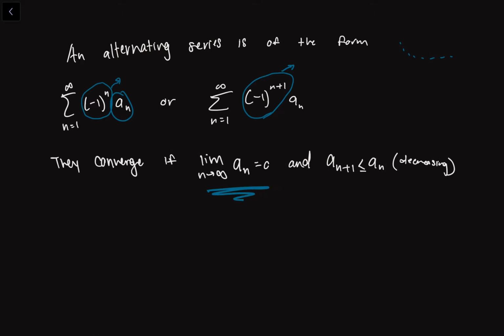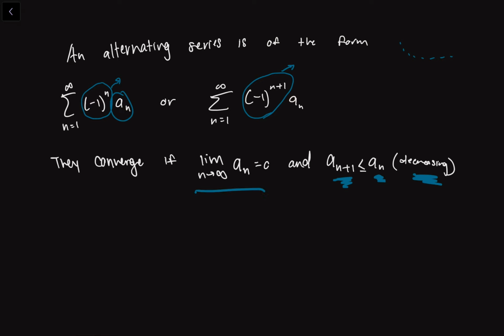They converge if the limit as n approaches infinity of a sub n equals 0, and if the term after a general term is less than it, which basically just means is it decreasing. Is a sub 4 less than a sub 3? That means is the term after 3 less than it. Just a fancy way of saying that it's decreasing, but that's probably how your textbook will say it.